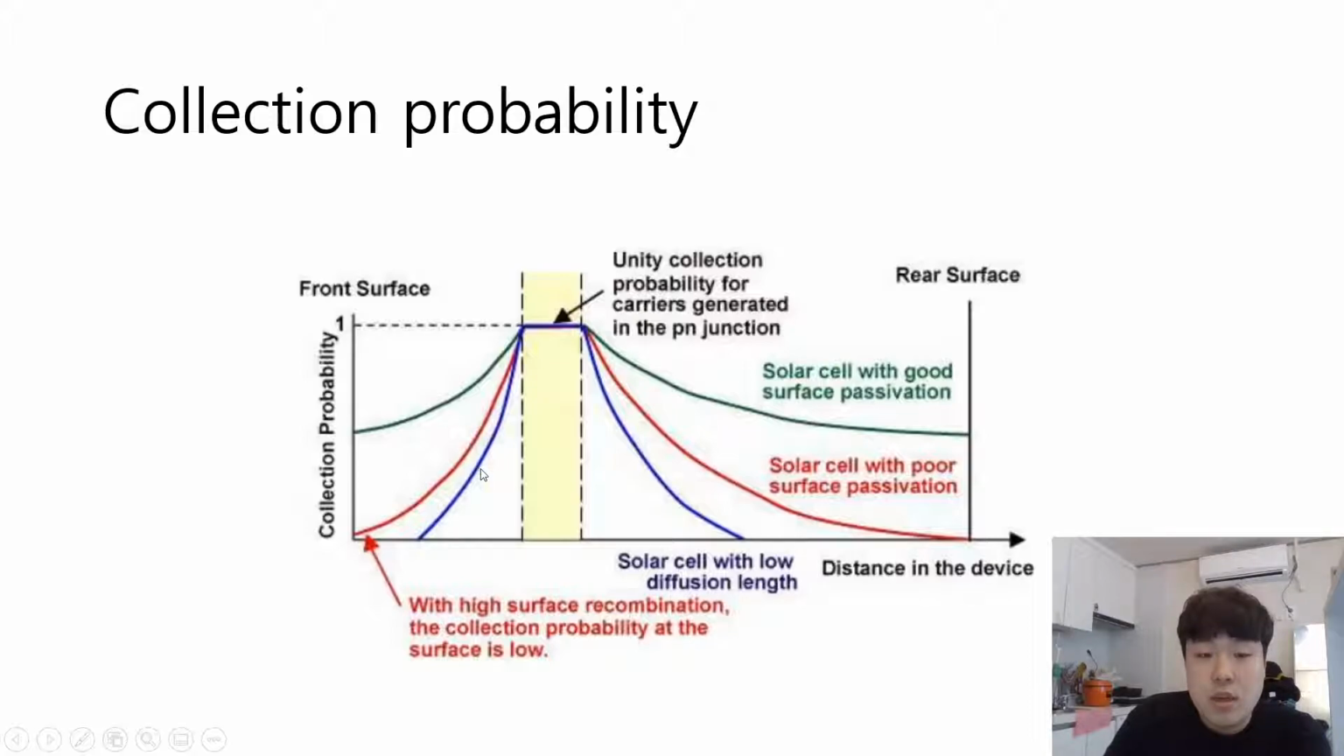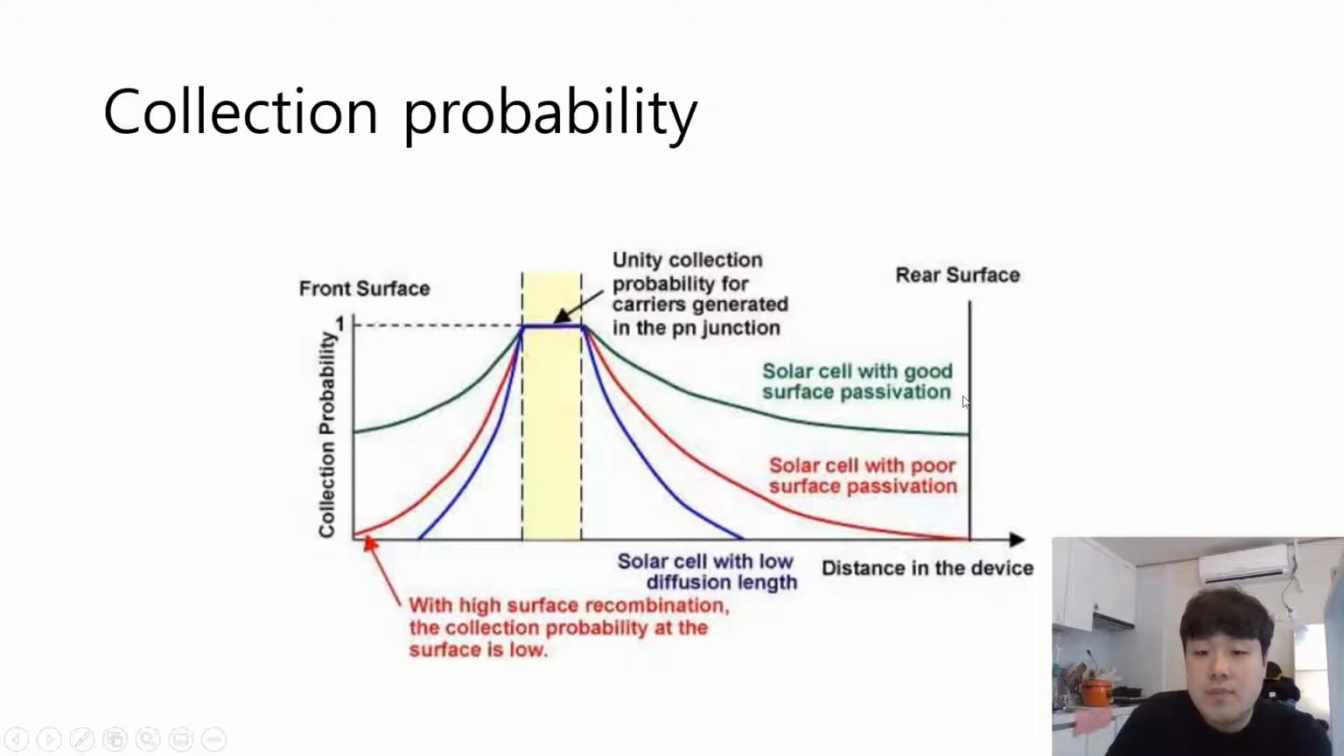Holes or electrons, and we can see that there are two cases, good surface passivation and poor surface passivation. The solar cell with good surface passivation has a good collection probability of electron hole pairs. We can explain that when we produce the electron hole pair at the SCR, the electrons and holes are collected at the N-type or P-type area.